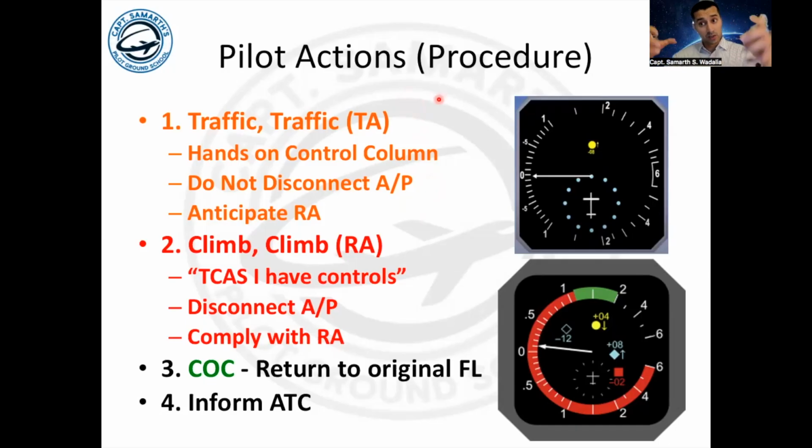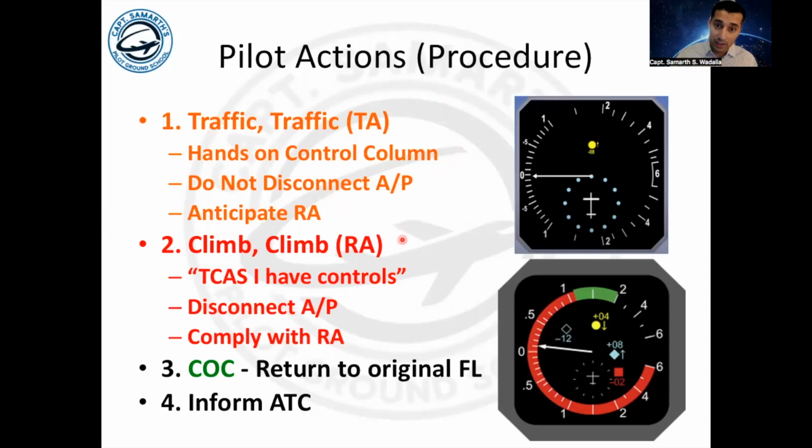Pilot flying puts his or her hand on the control column, speaks traffic on TCAS. So both the pilots look at the TCAS display, anticipating an RA might happen. Do not disconnect the autopilot. So hands on the control column, do not disconnect the autopilot. Anticipate an RA. An RA might come.